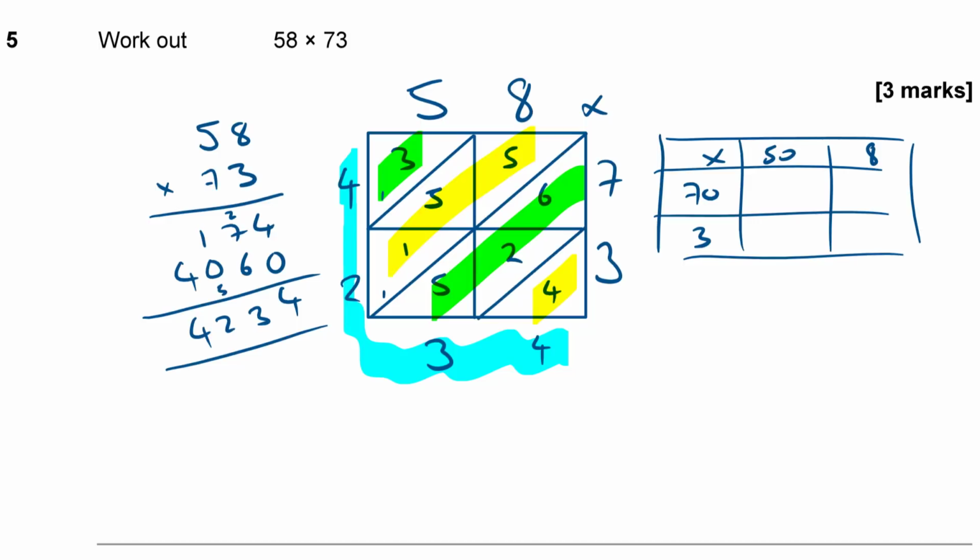Now, like I say, I find this method kind of the Goldilocks method between the two approaches. It is more efficient than the grid method, but it is easier to understand than the column method. So I tend to teach my students this way.